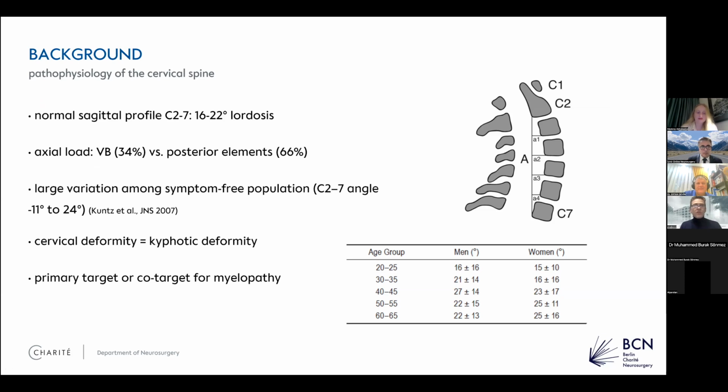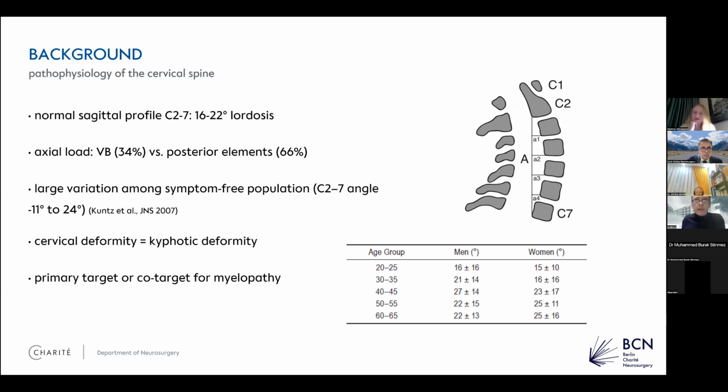So the cervical spine, as you all know, has a natural lordosis, the alignment, and the lordosis is measured between C2 and C7, and it's usually somewhere around 20 degrees. But there's a huge variability. But the lordosis is important for the function of the cervical spine because the axial load is shared between anterior and posterior. And the lordosis is important because naturally or physiologically, 2/3 of the axial load are shared posteriorly and 1/3 is shared anteriorly.